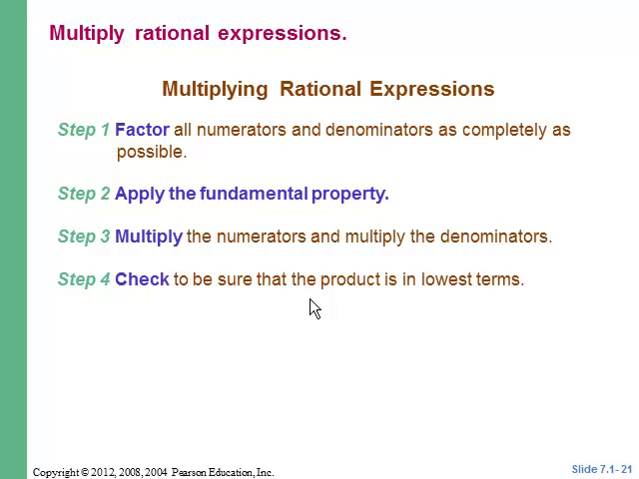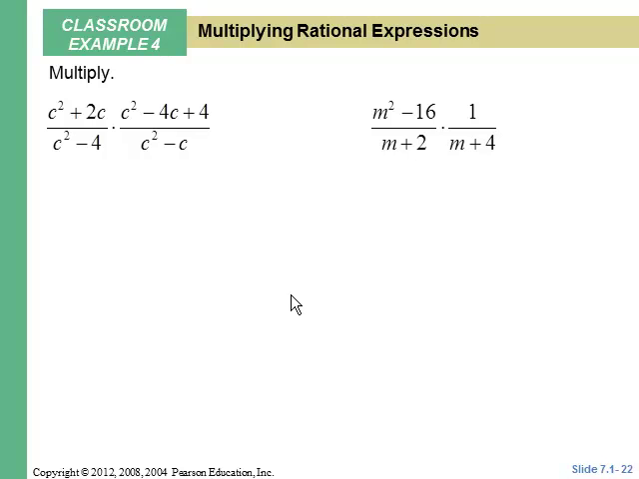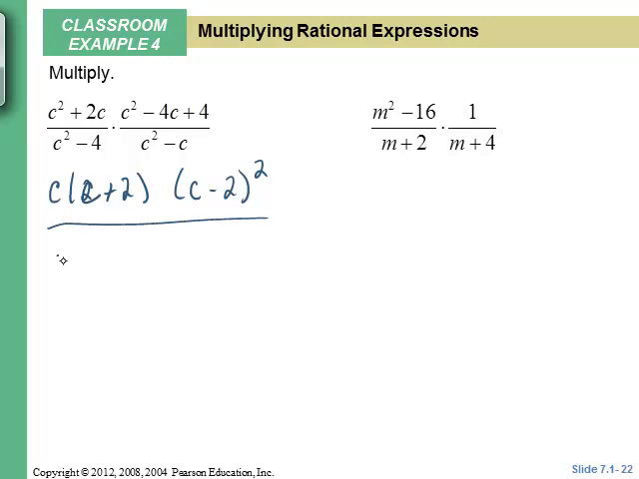All right, so what are we going to do if we multiply rational expressions? First of all, we'll factor them. Then we will simplify if possible and check to make sure we have products in lowest terms. All right, for this first one, we can factor c out. Let's factor the second one. It's c minus 2 squared over c minus 2, c plus 2, and then the second one is c parentheses c minus 1.